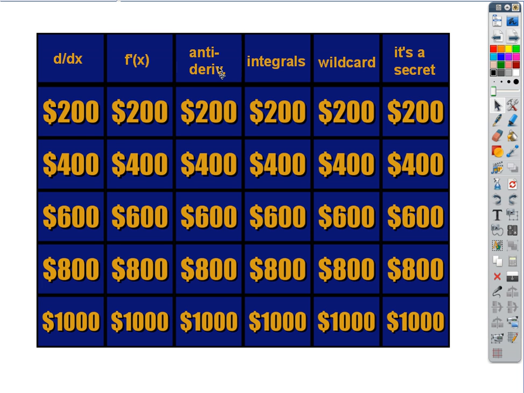Wild card, then, 1,000. Wild card. What about it's a secret? Wild cards are currently off limits. We'll get to some. Okay, then F prime of x. I'll take F prime of x for 1,000.